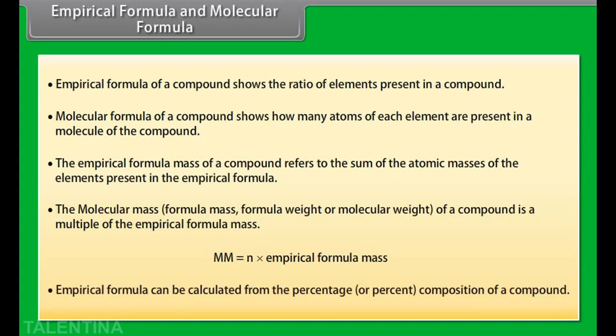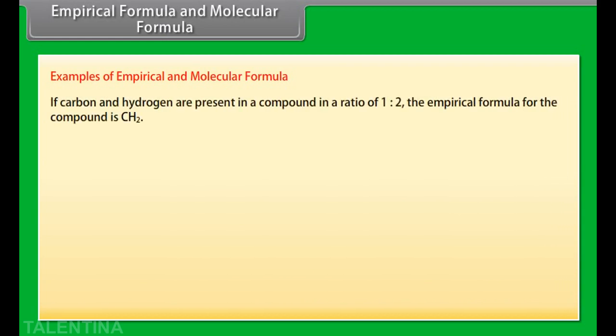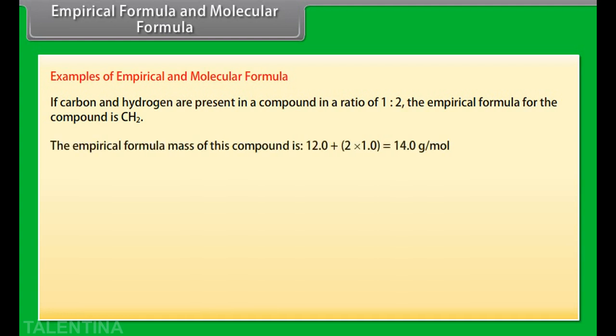Empirical formula can be calculated from the percentage or percent composition of a compound. Examples of empirical and molecular formula. If carbon and hydrogen are present in a compound in a ratio of 1:2, the empirical formula for the compound is CH2. The empirical formula mass of this compound is 12.0 plus 2 into 1.0, which is equal to 14.0 g per mole.